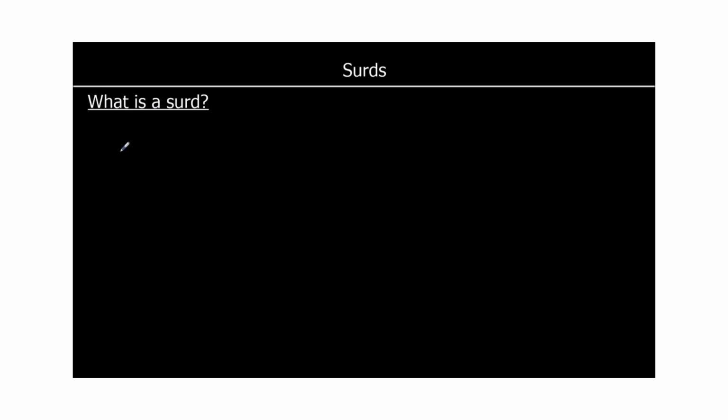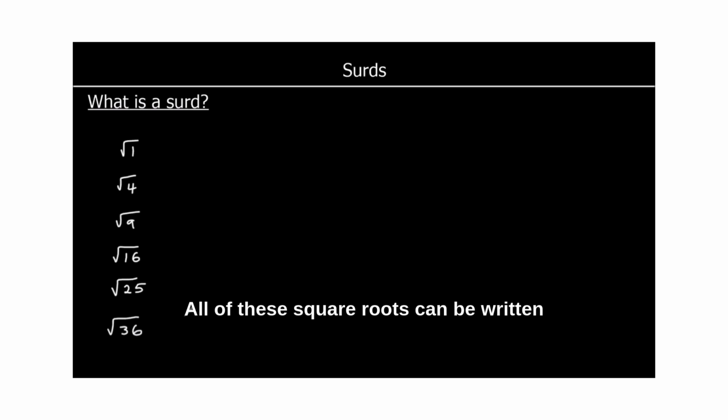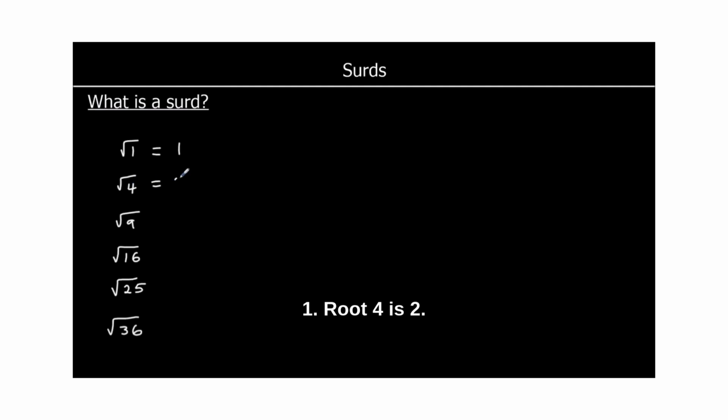roots here. So I'll write root 1, root 4, root 9, root 16, root 25, and root 36. All of these square roots can be written as whole numbers. So the square root of 1 is 1, root 4 is 2, root 9 is 3, root 16 is 4, root 25 is 5, and root 36 is 6.